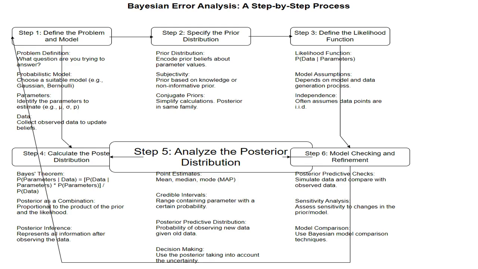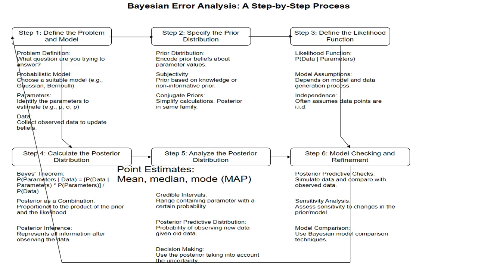Now, let's consider credible intervals, which define a range of values where the parameter is likely to fall with a specified probability. For instance, a 95% credible interval suggests there's a 95% chance that the true parameter value lies within that range, offering a measure of uncertainty.